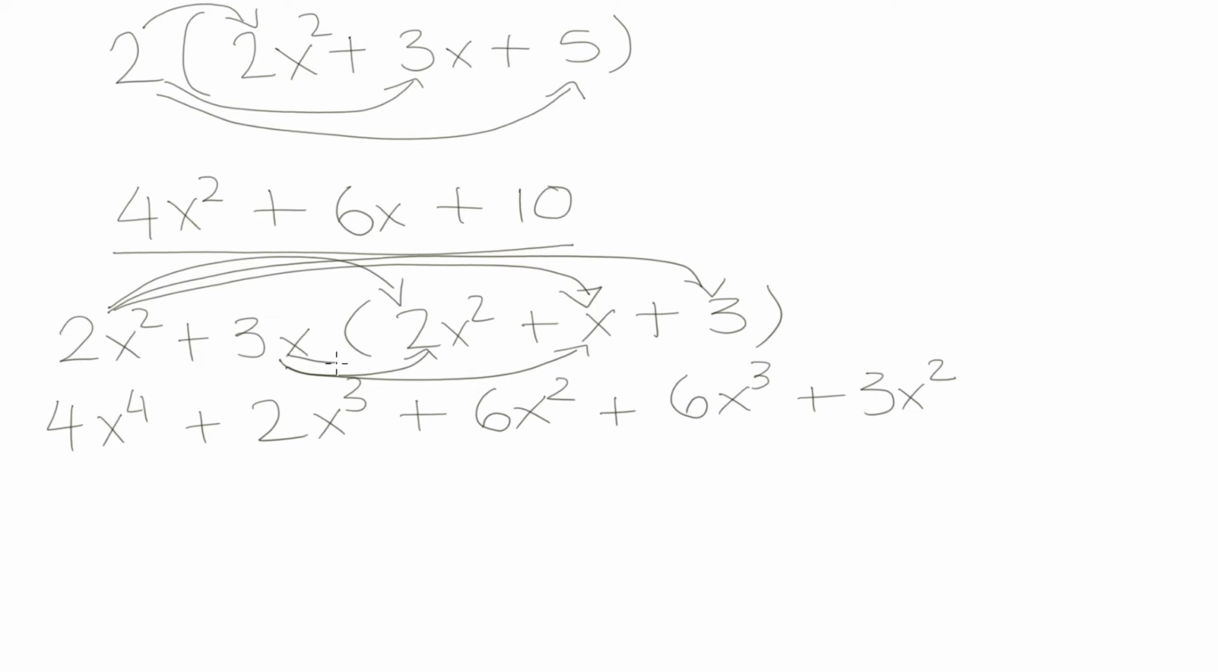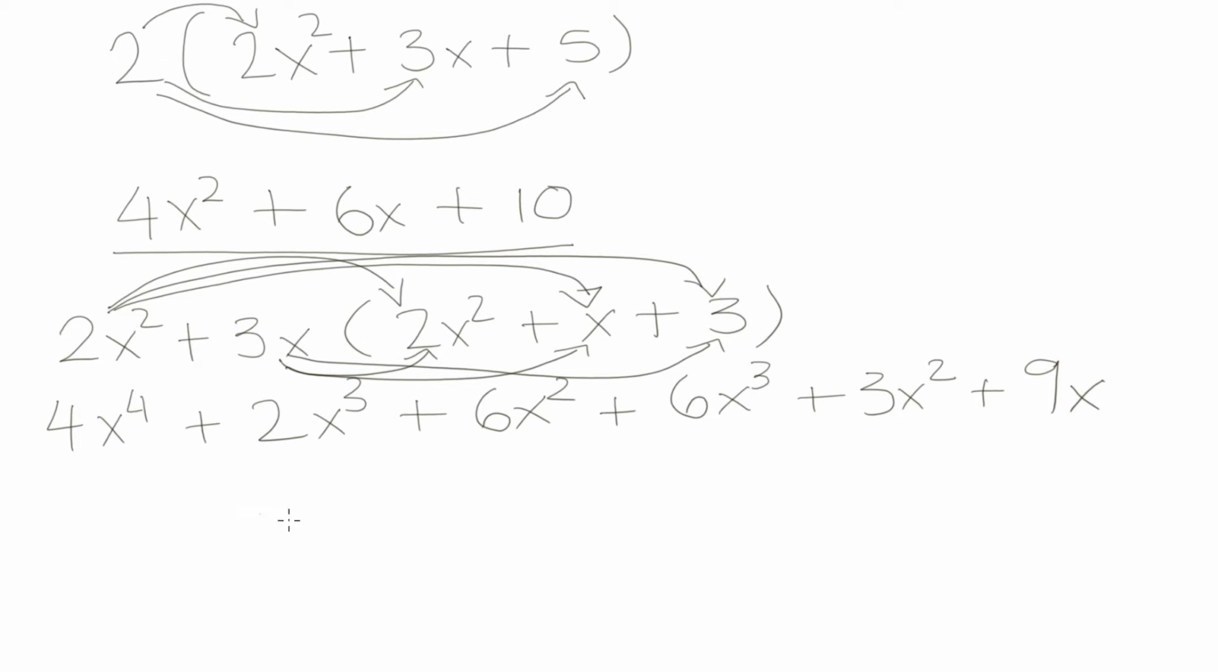Now we're going to multiply 3x by our last term in the brackets. 3 times 3 is equal to 9. And we have our x here, so this is just going to be 9x.